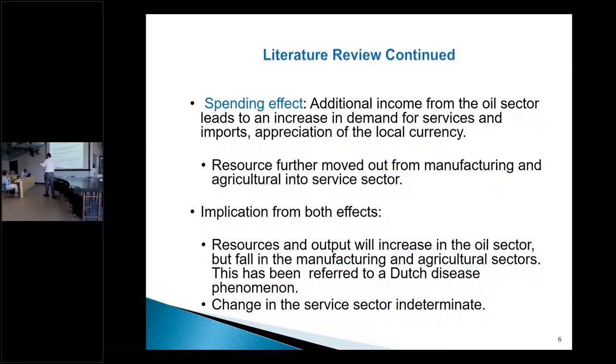So what are the consequences or the effects of the Dutch disease? Resource and output will increase in the oil sector, and labor will move to the oil sector from manufacture, then the production in the manufacture and agriculture will fall, which has a negative effect on the economy, which is referred to as Dutch disease.